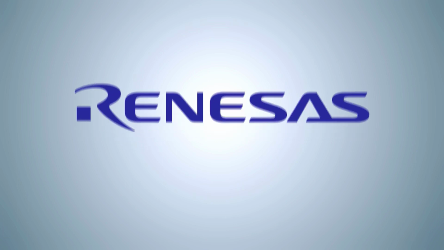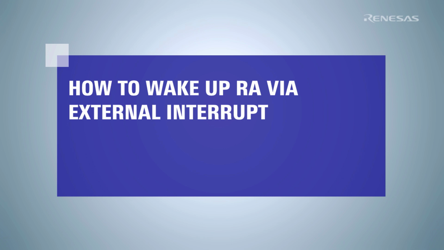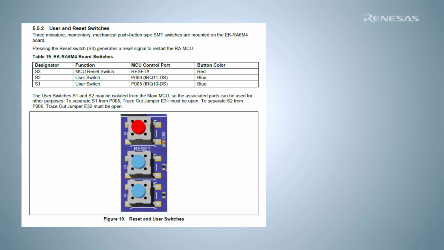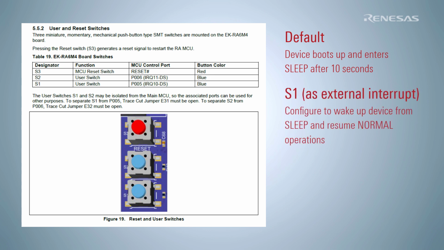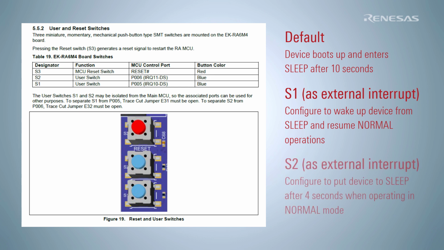In this part, we will be looking at waking up the device from a low power mode. We continue from one of our previous projects where the device goes into sleep mode after 10 seconds. Now, we will configure an external interrupt to wake up the device from sleep mode. And we will configure another interrupt to send the device back to sleep mode.